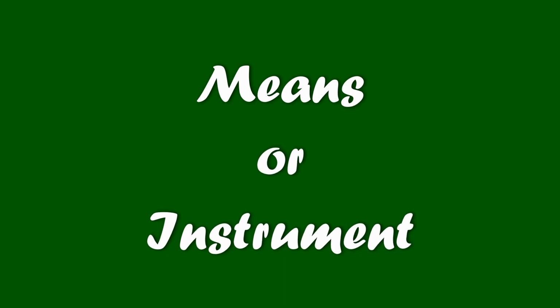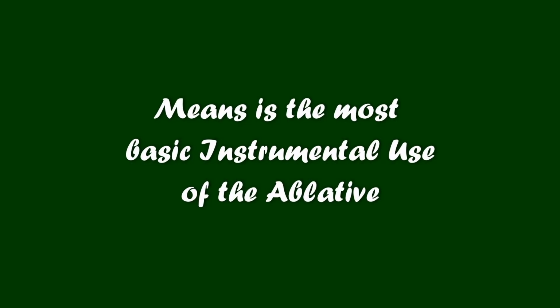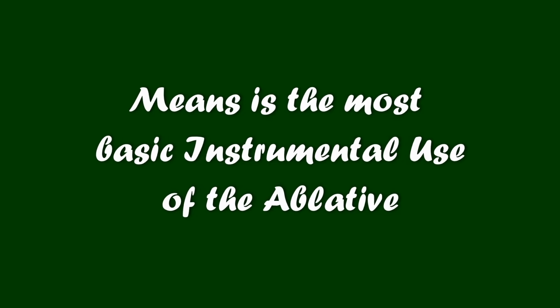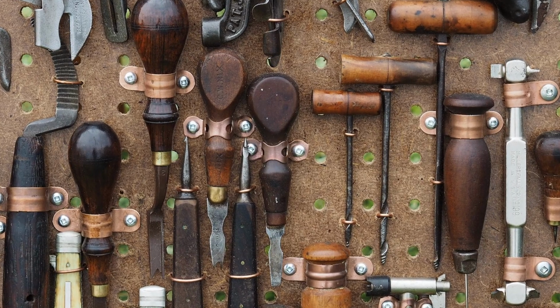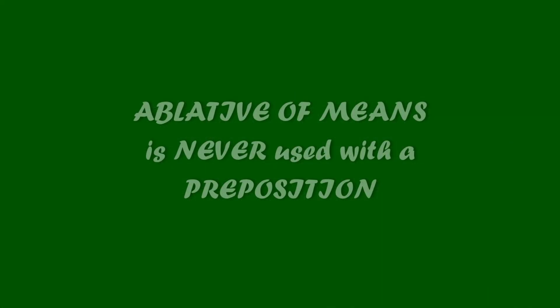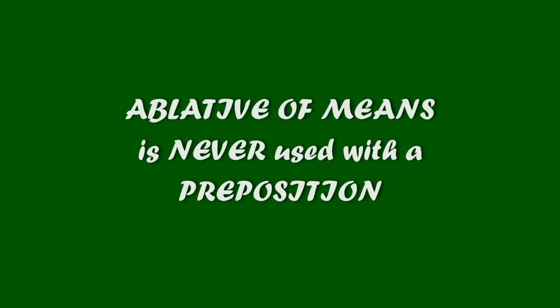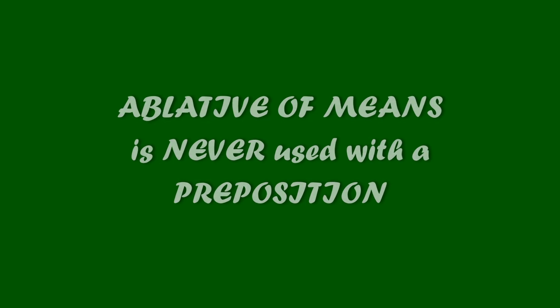The first use that comes to mind when we think of the instrumental ablatives is probably the ablative of means, which is also called the ablative of instrument. This is perhaps the most basic instrumental use of the ablative, and it's the most obvious. It denotes the means, that is, the tool or instrument with which an action is accomplished. It is never used with a preposition. It's simply the noun in the ablative case.